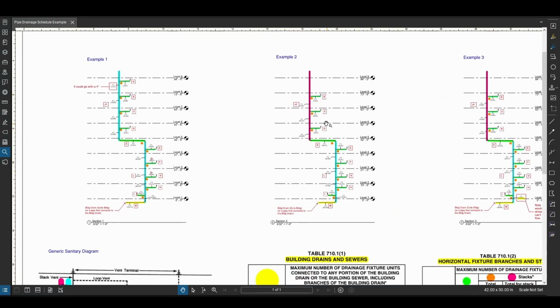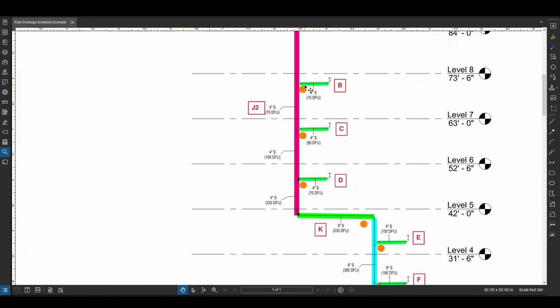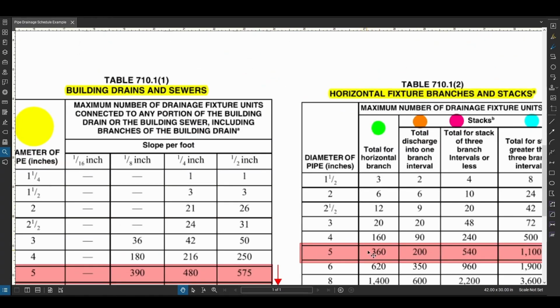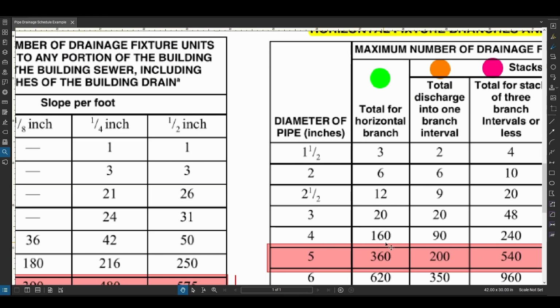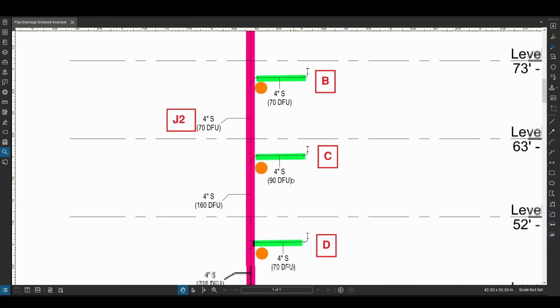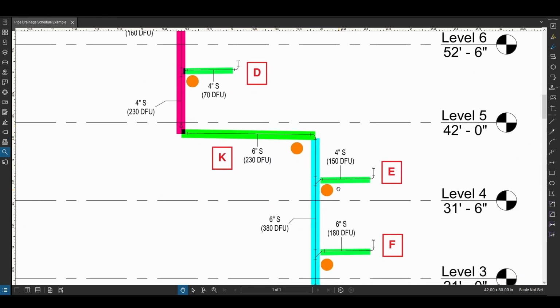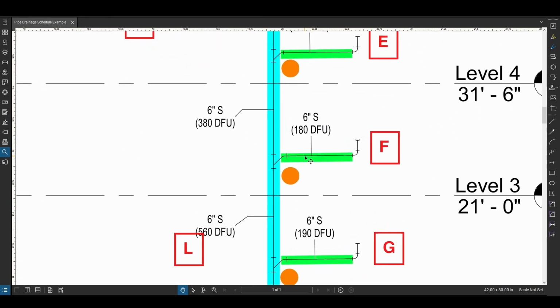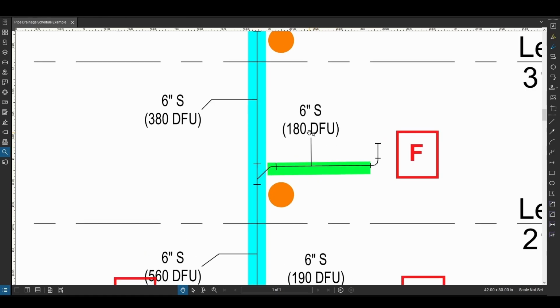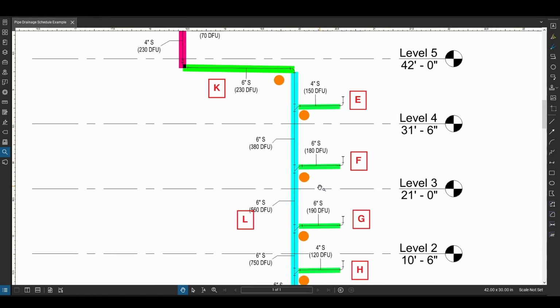Now let's go with this other example, right? So the lines in green are horizontal branches. They're sized the same way we have been doing it. So we are okay with a 4-inch all the way to 160. So this can be a 4-inch, this can be a 4-inch, this can be a 4-inch, this can be a 4-inch. This one cannot be a 4-inch, so it has to jump to 5 inches. But since we don't use 5 inches, we go with a 6-inch, right?